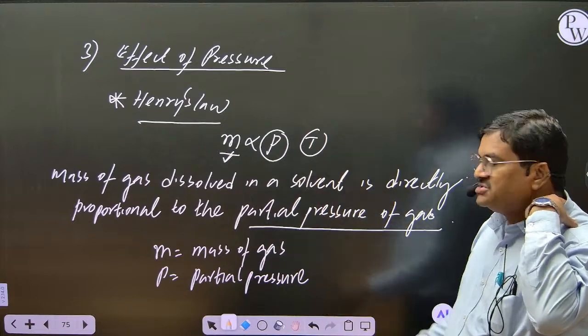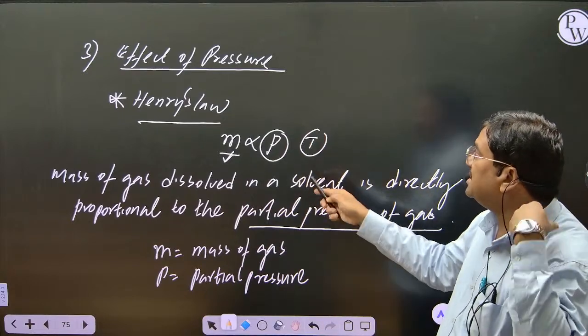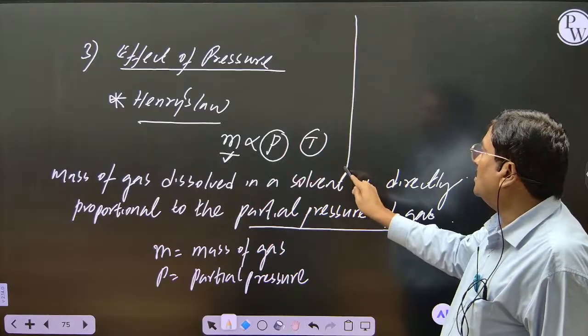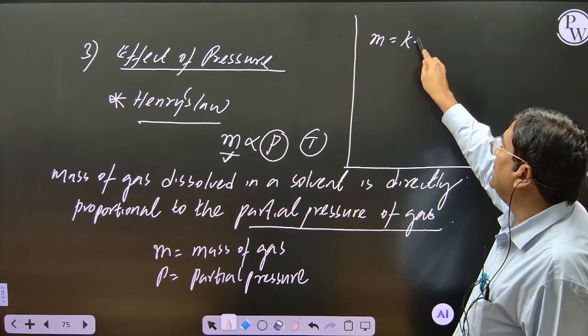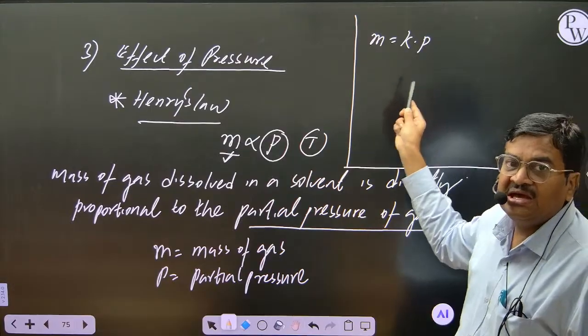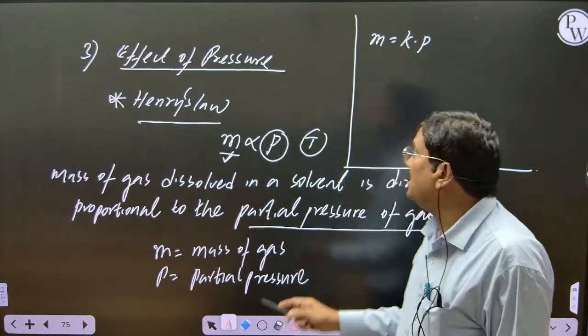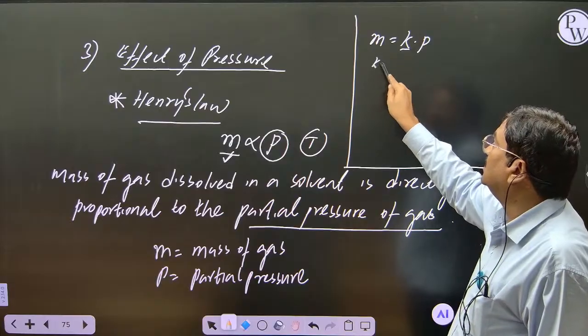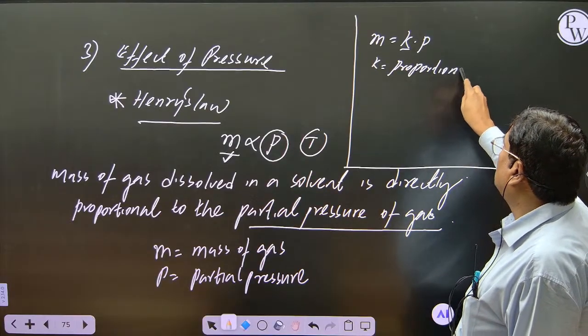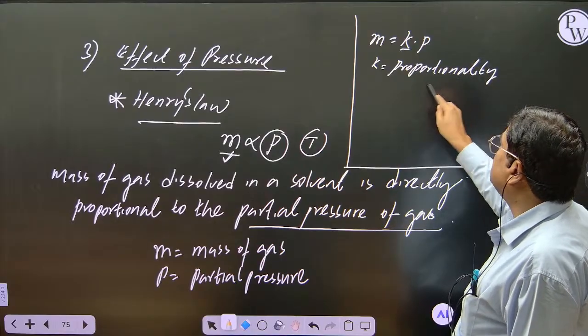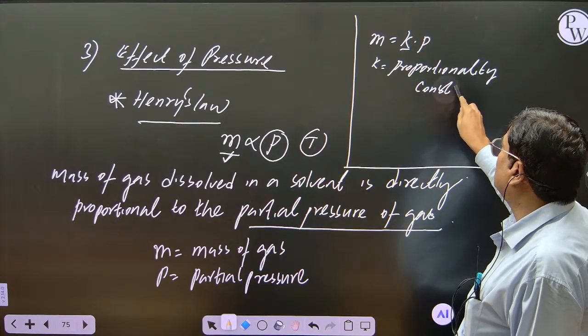Now remove proportionality, students. When you remove proportionality, we write M equals K into P. What is K here? Proportionality constant. Here K is the proportionality constant. K is a constant.